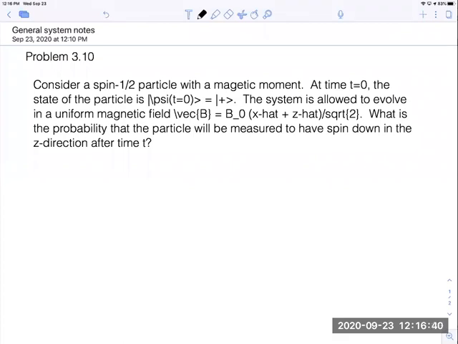So today we're going to look at problem 3.10, which is to consider a spin 1/2 particle with some magnetic moment. At time t equals 0, the state of that particle is spin up in the z direction. The system is allowed to evolve under a uniform magnetic field, which points equally in the x and z hat directions. What is the probability that the particle will be measured to have spin down in the z direction after some time t?